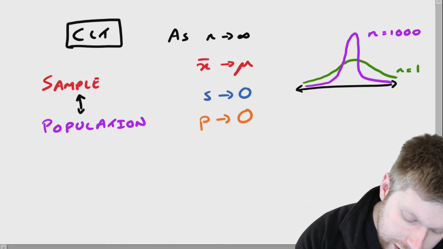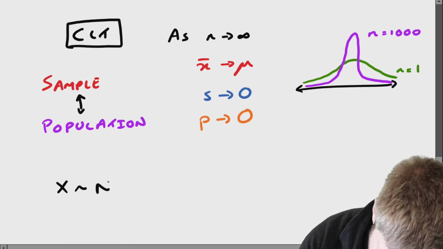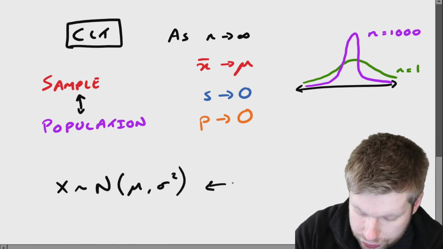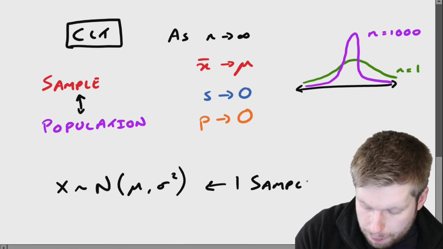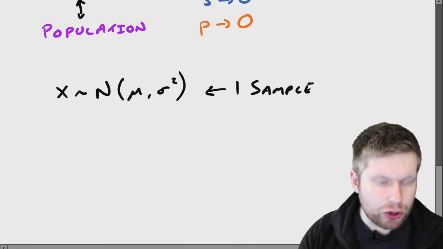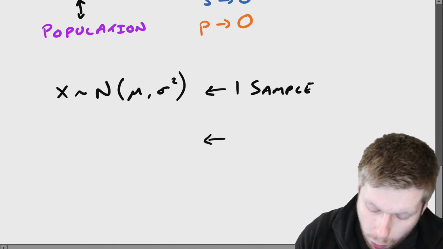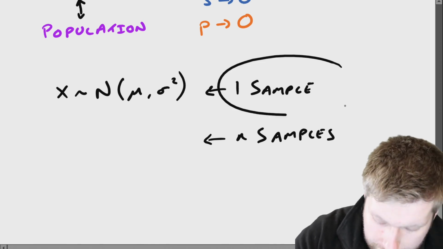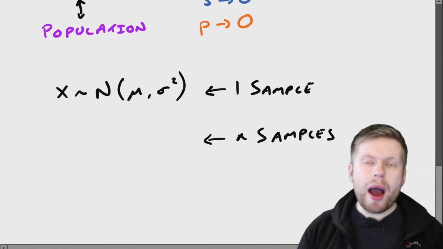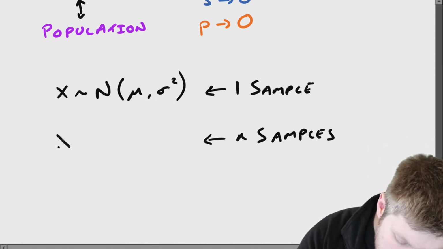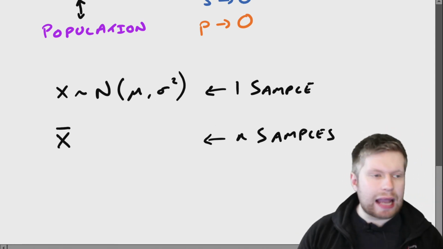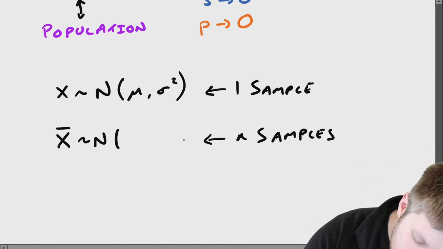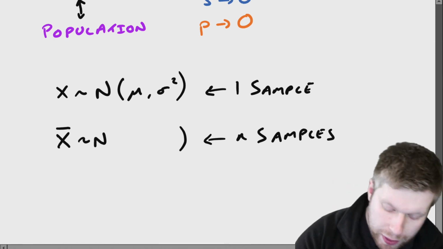If you end up with a distribution like this, let's suppose this is just one sample with some mean and some standard deviation. Then as the sample size increases, you can combine together multiple samples. This would be like n samples. If you collect one sample, you get a distribution like this. If you collect more and more samples and combine them together, so x bar, the mean of all of those samples, it's still going to be normally distributed. That hasn't changed. However, the parameters will be slightly different.